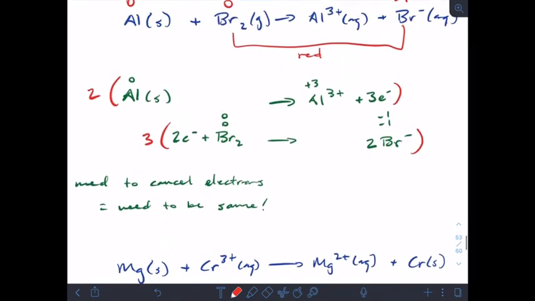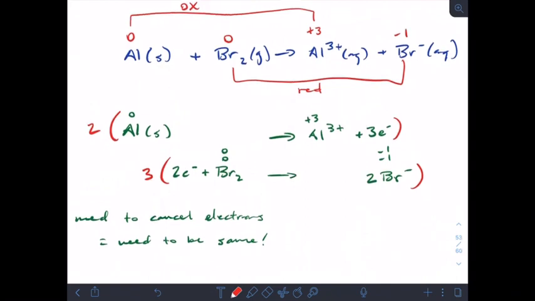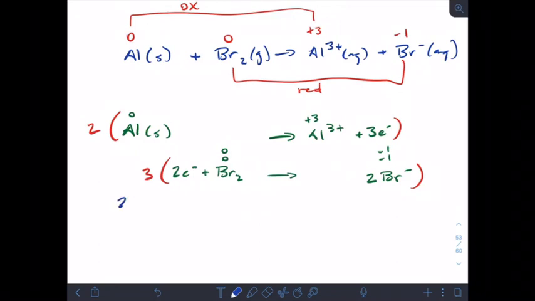Okay? I'm almost out of space. So I'm going to rewrite these equations just below here in blue so you can see what they look like, and then I'm going to show you how to cancel things out.